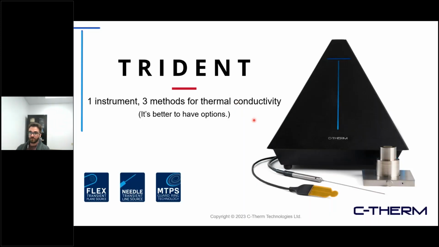So from C-Therm, we do this through the advancement of transient-based methods for thermal conductivity. Primarily the instrument that I'm showing here is the Trident platform. Trident was developed as a modular system, giving you the option to pick the method that is best suited for the task at hand. You can see there are 3 different sensor types laid out in front.